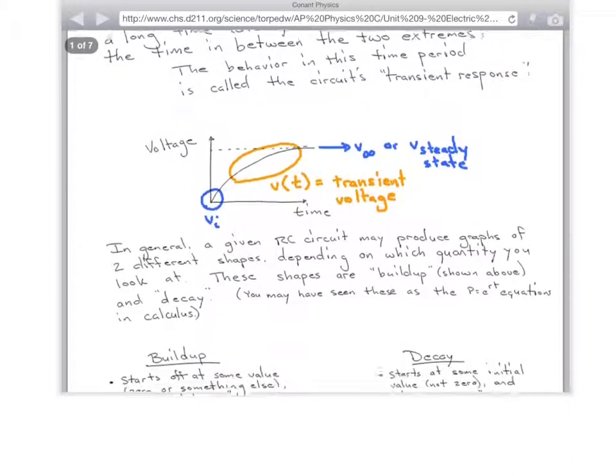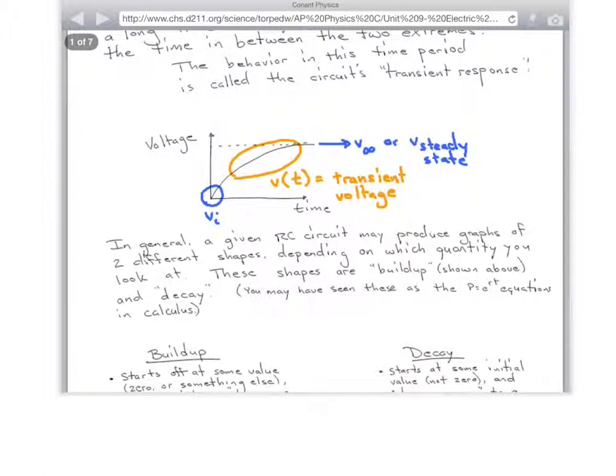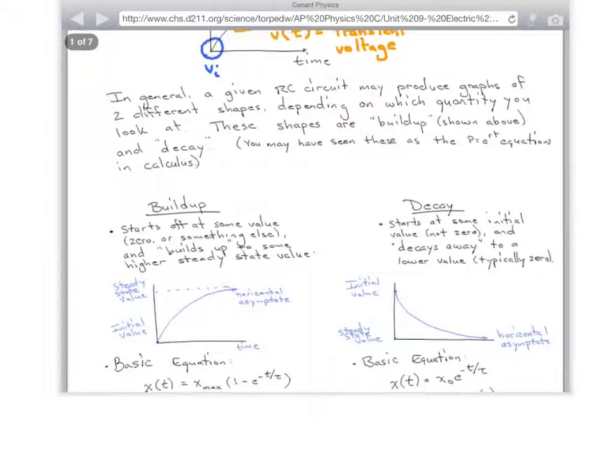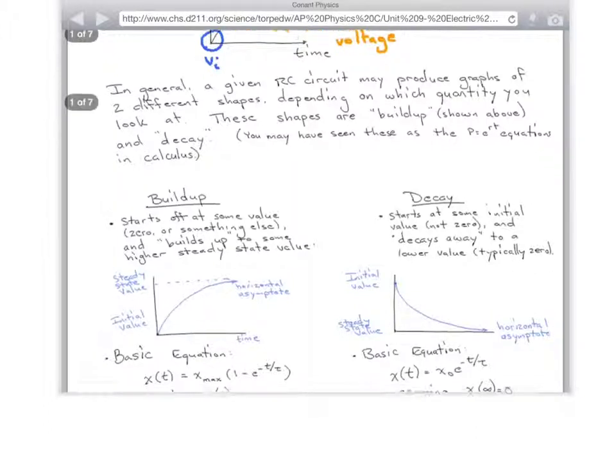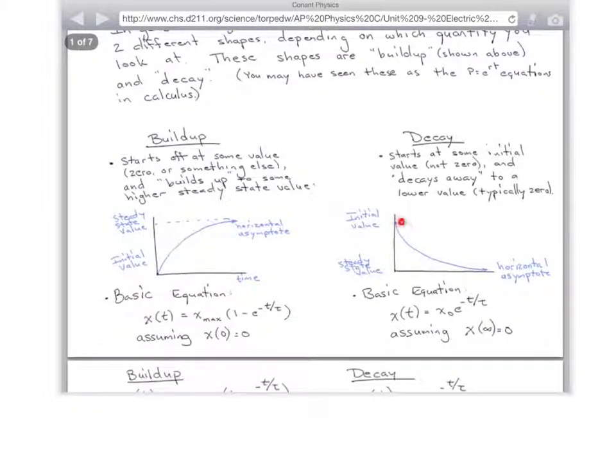All right, so in general, a given RC circuit may produce graphs of two different shapes depending on what you look at. The two different shapes, once again, are buildup and decay. What's the equation for decay? Well, that's this one, right? So the equation is the final x value is the initial x value times e to the negative t over tau. That's the decay equation. The build-up equation is just this flipped, right? So build-up is 1 minus e to the negative t over tau.